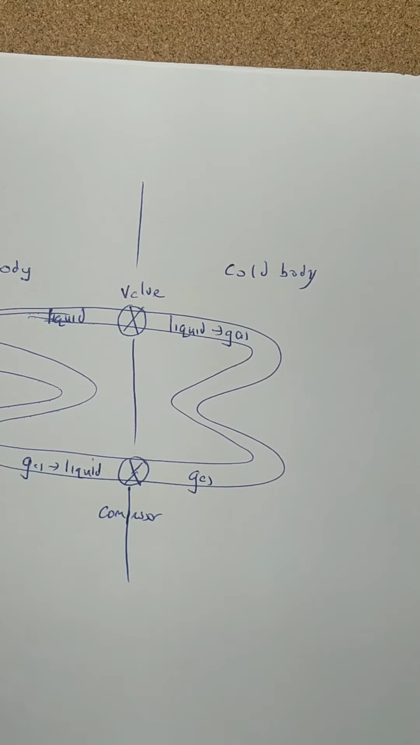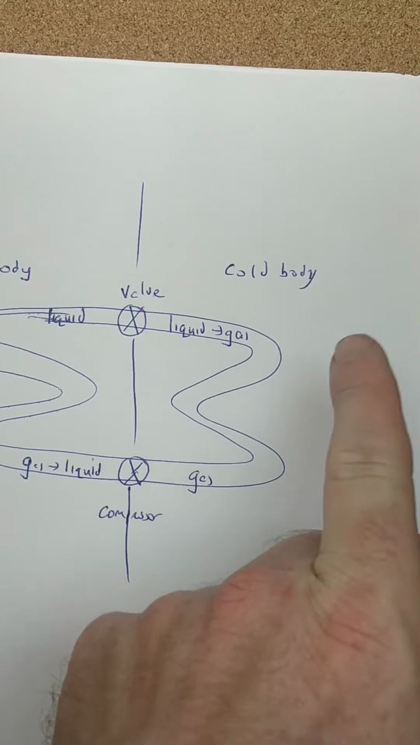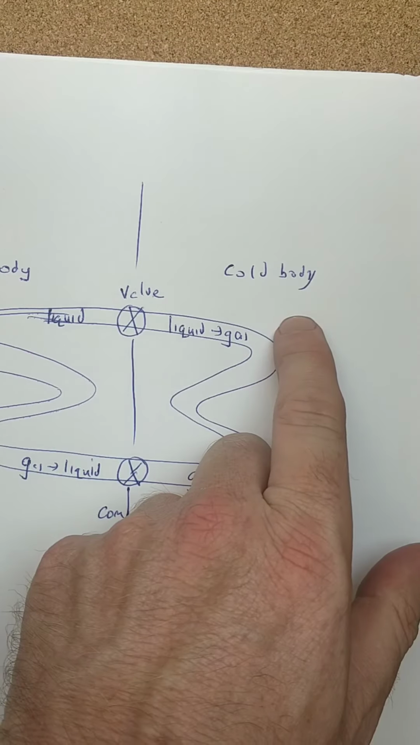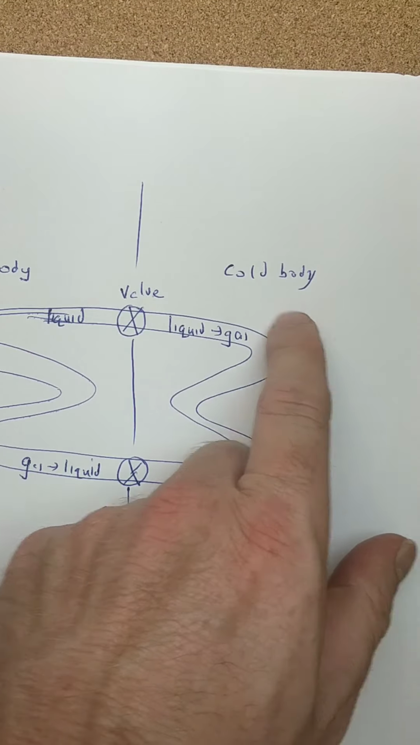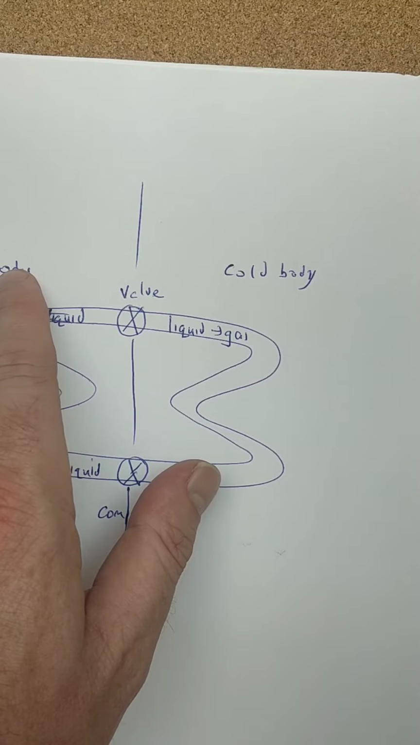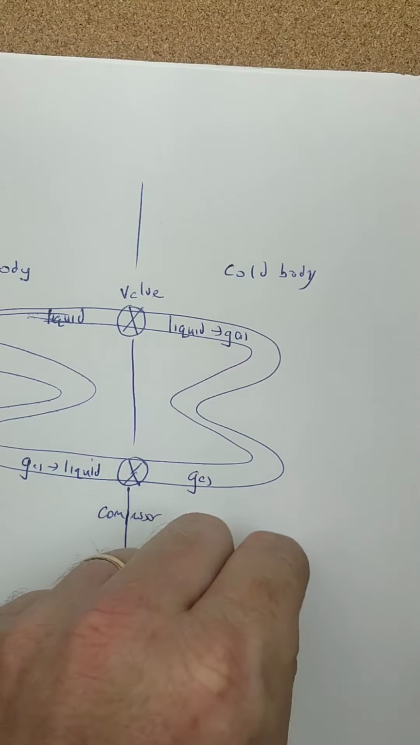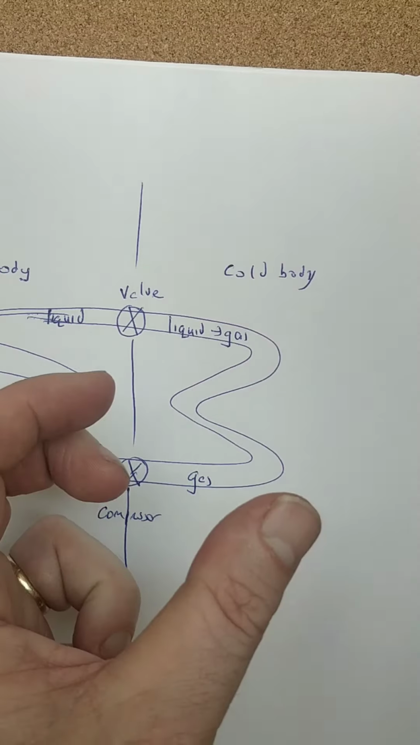Now, effectively, what's happening is you're taking heat from a cold body and you're putting it into a hot body. The cold body is losing heat and falling in temperature. The hot body is gaining heat and gaining in temperature. It's the opposite to the natural process. You expect heat to travel from a hot body to a cold body. You're forcing it the other way around.